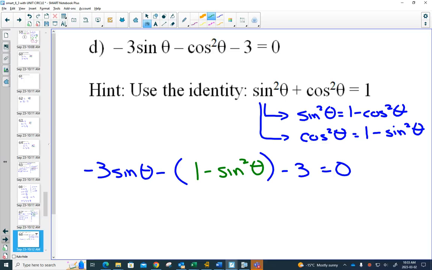I had to do this because my original equation had 2 trig functions, and that makes it not able to factor. If we can change everything to having only 1 trig function, maybe we can factor and solve. So, what do we get? If I distribute my negative, I'm going to get a positive sine squared. I still have minus 3 sine theta. Minus 1 minus 3 will give me minus 4 equals 0.